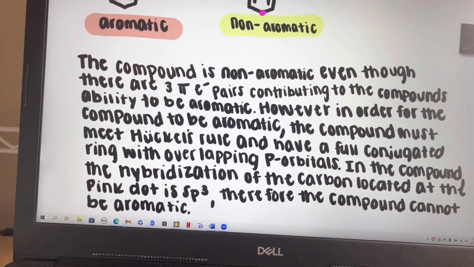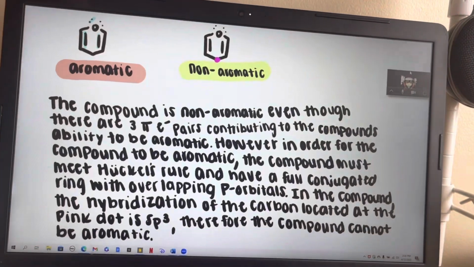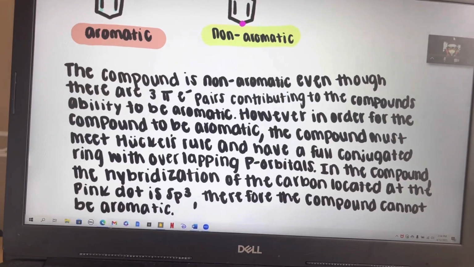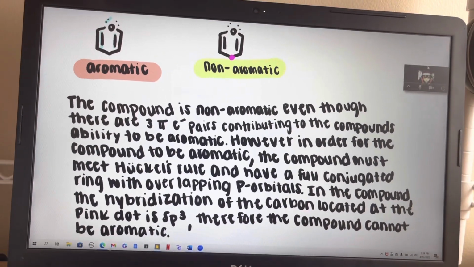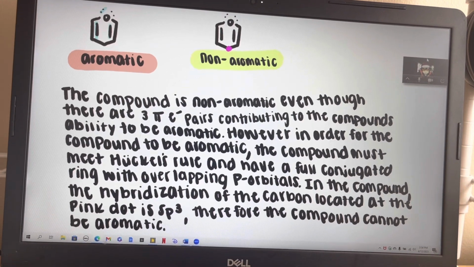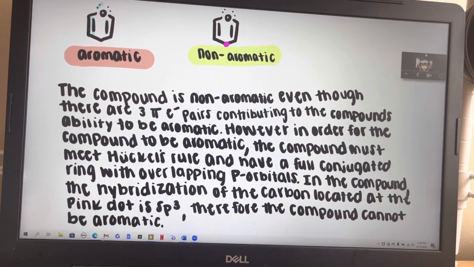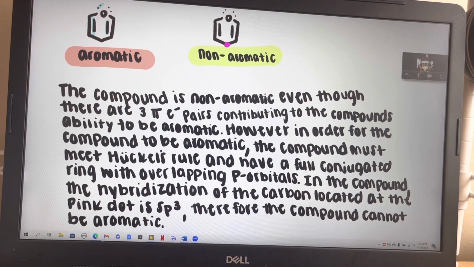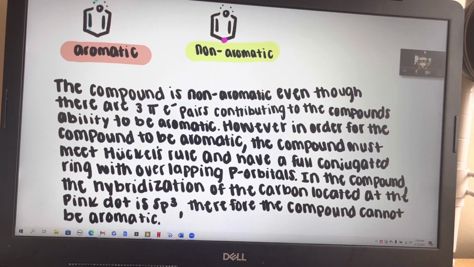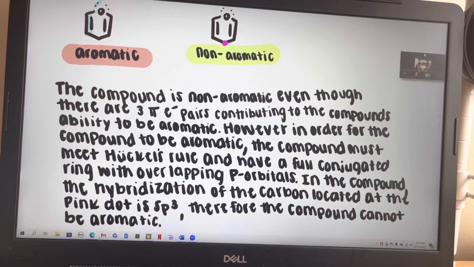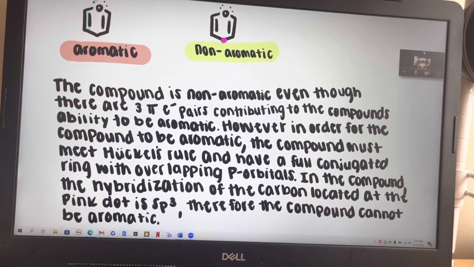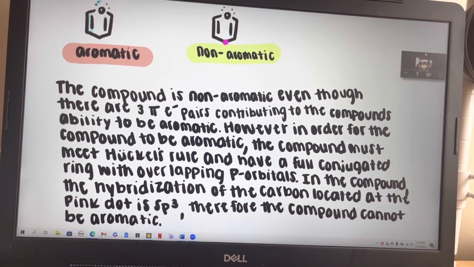So this is the difference between the aromatic and non-aromatic. The compound is non-aromatic even though there are 3 pi electron pairs, contributing to the compound's ability to be aromatic. However, in order for the compound to be aromatic, the compound must meet Huckel's rule and have a fully conjugated ring with overlapping p orbitals.